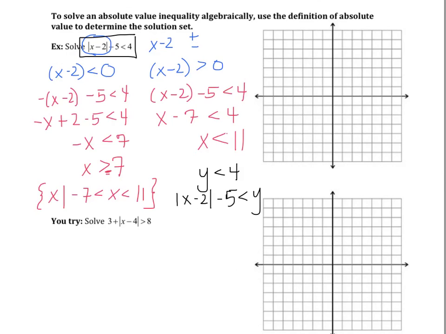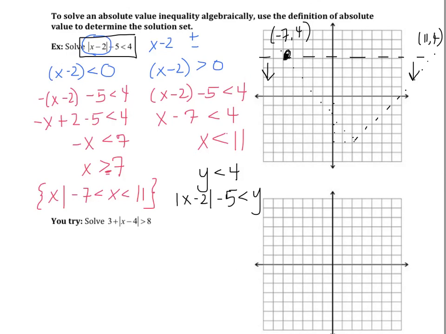And then I can graph those. So y less than 4 is a dotted line at y equals 4, and it's less than 4, so it's everything below this line. And then the absolute value of x minus 2 minus 5 is the absolute value function shifted down 5 units and to the right 2 units here. And again, it's a dotted line. This is going to intersect at the points negative 7, 4, and 11, 4.